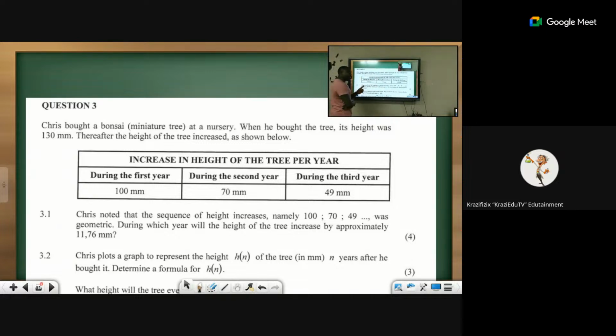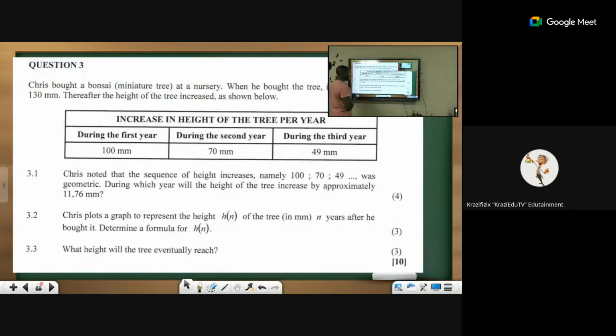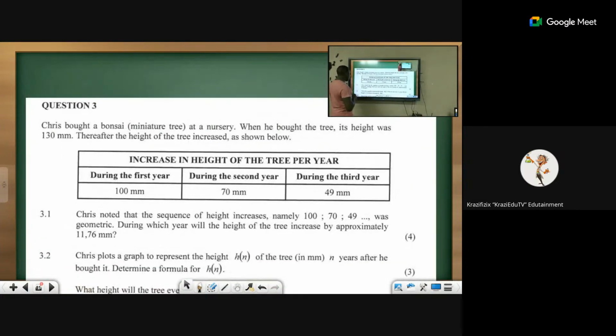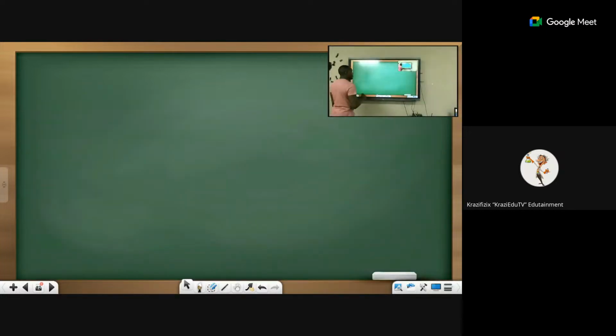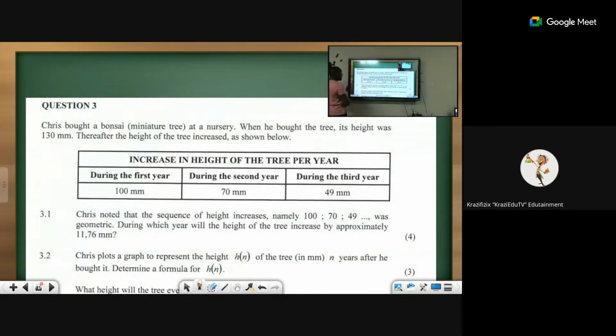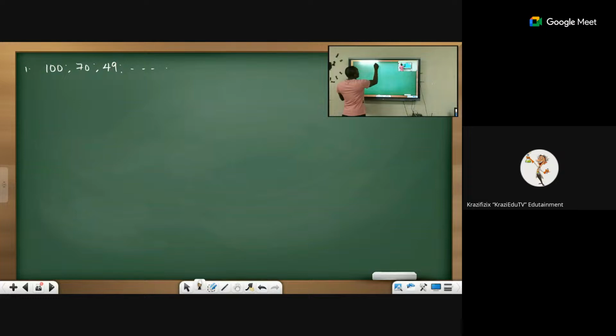Oh, it's geometric. Beautiful. If it's geometric, let's write the terms. Let's write the sequence. 100, 70, 49. And the examiner says, during which year will it become 11,76? All right. Let's put it here, 11,76. We don't know. Basically, we're looking for the term.